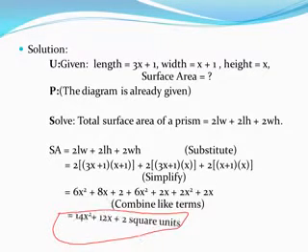We have 14x squared plus 12x plus 2 square units. Now, are we done? Nope, we are not done yet. Why? Because we need to encircle our final answer. That's it. We're done. We are done for the polynomials.